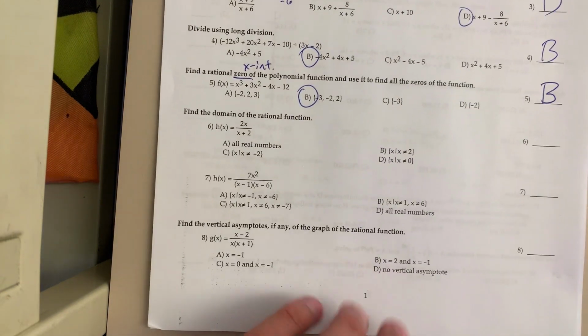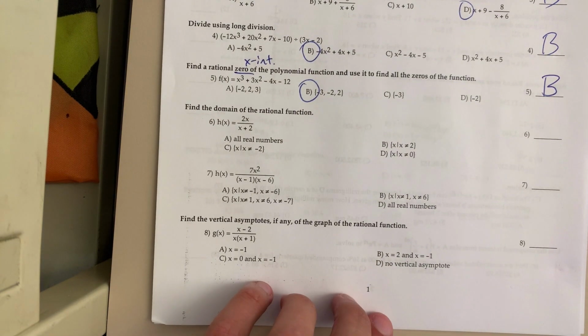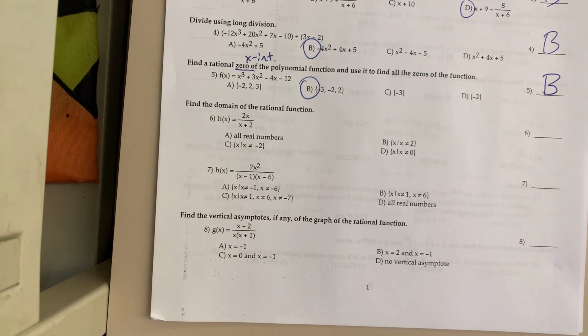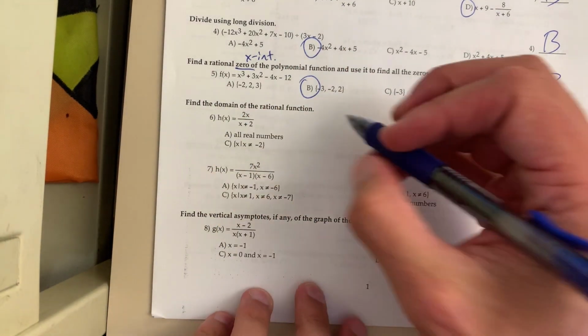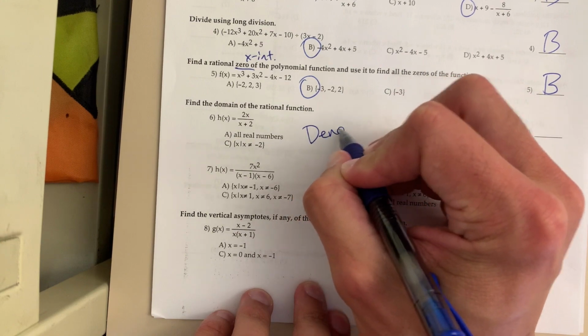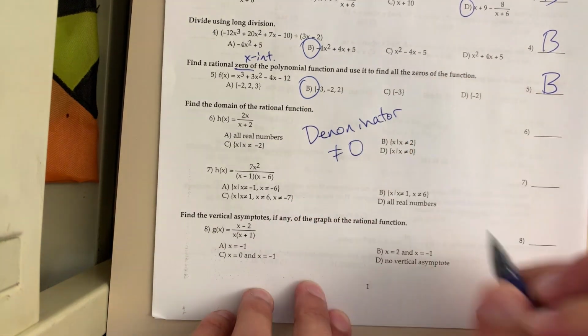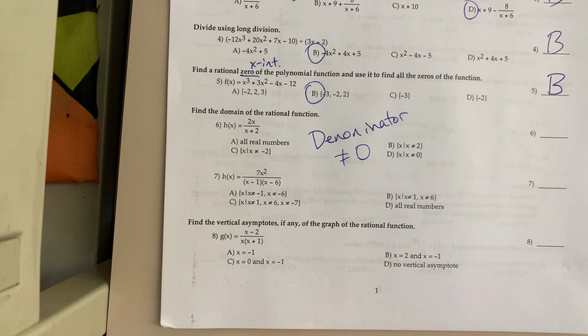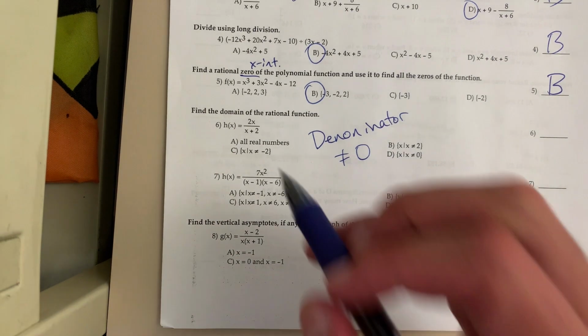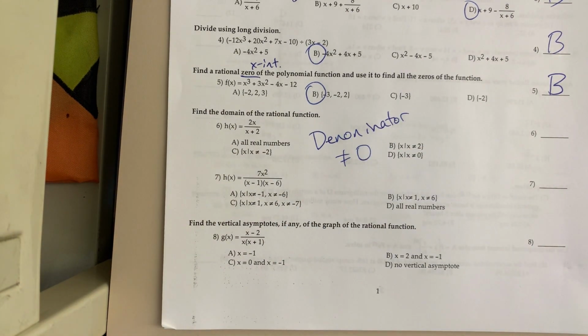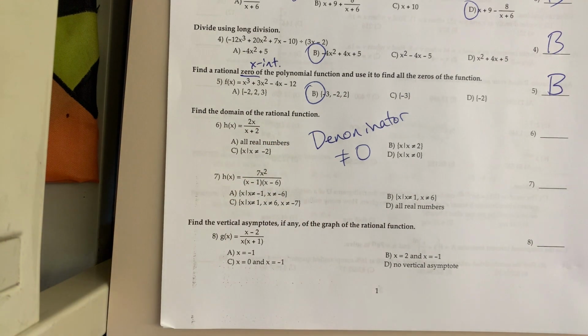All right, number 6, 2x over x plus 2. This is a rational function. We're asked to find the domain, right? So domain, the big deal with these next like 4 problems is that the denominator cannot equal 0. We want to avoid any x value that would make that denominator equal to 0, right? Because that means we're dividing by 0, and that's no good, right? So that's my big question, what x value would make that denominator 0?